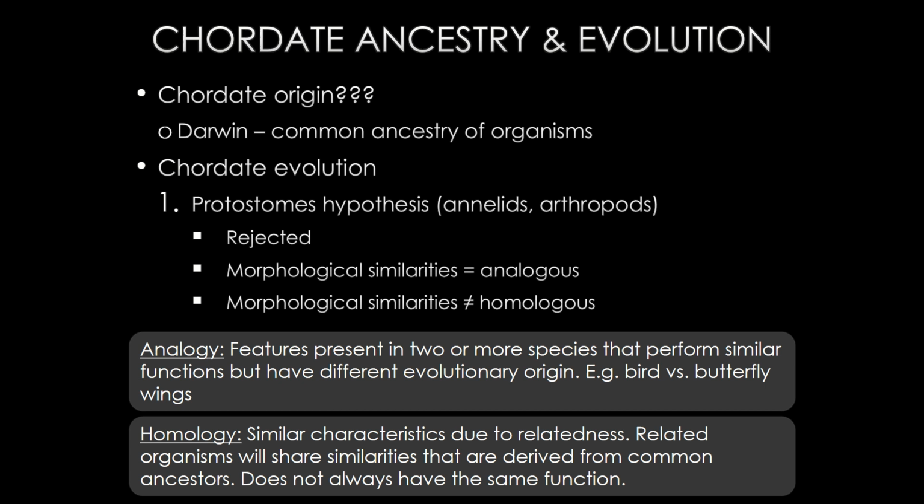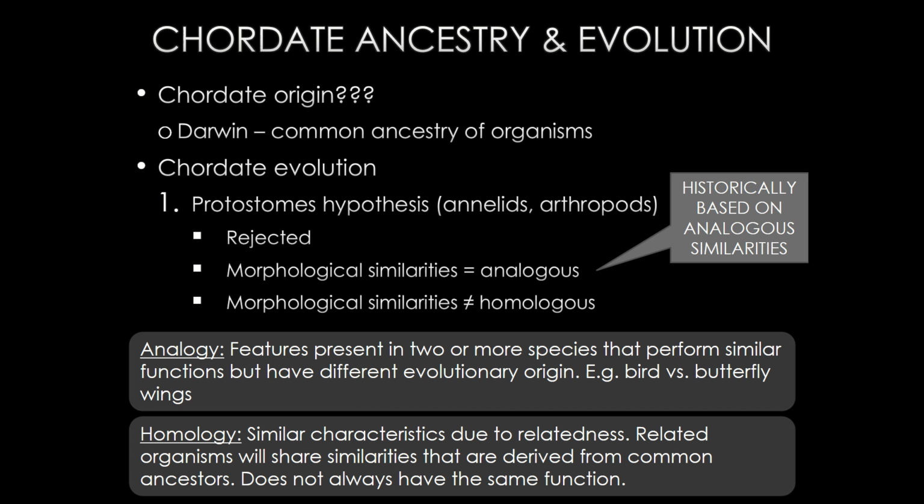There are two terms that were always brought up, the difference between analogous and homologous similarities. Historically, they used to consider that if one organism had wings and another organism had wings, then they must be related. But we've realized that's not the case. There's no relationship between a butterfly that has wings and a bird that has wings, or a bat that has wings. You can't say there's a direct connection because they both have wings.